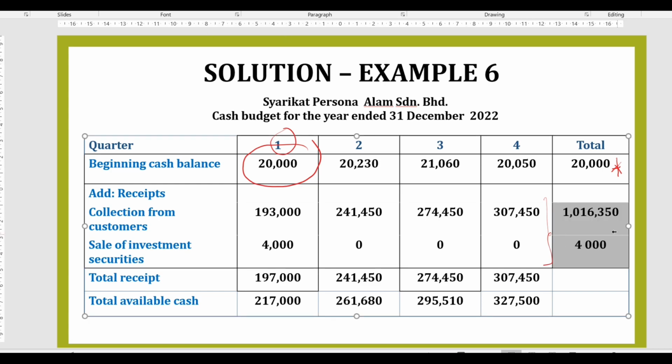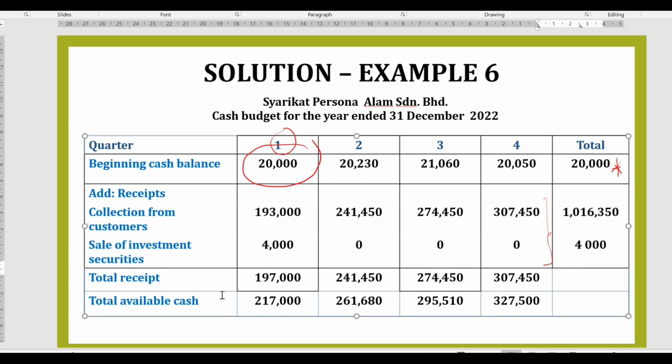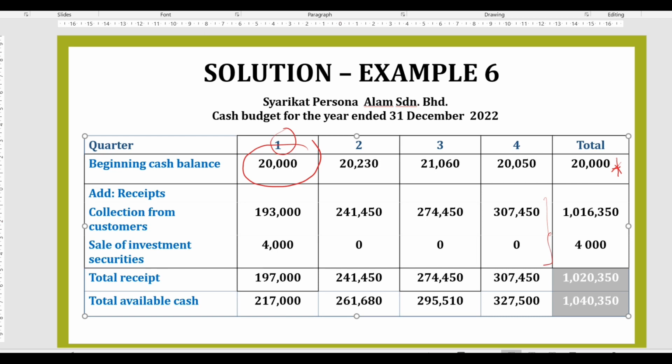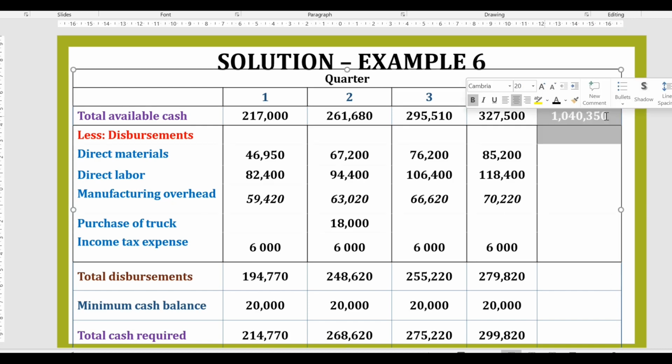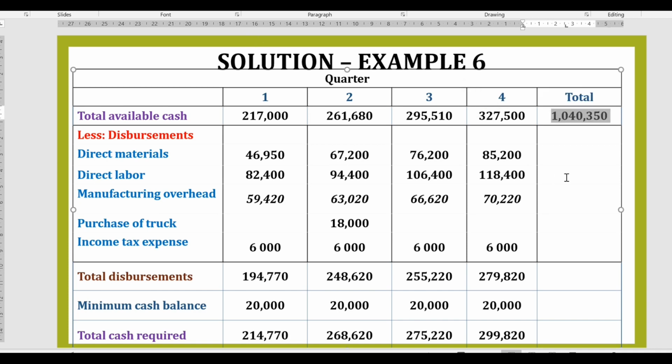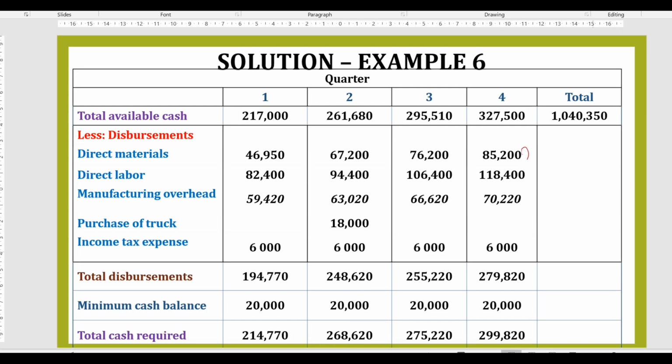Okay, so your collection from customer is 1,16,350, and then your sale of investment is 4,000. Okay, alright, so total receive and total available cash pun kita akan add up. Okay, so the total available cash is 1,40,350. Okay, so next we go to the next section. Okay, so the total available cash, kita just copy daripada tadi, is 1,40,350. So your disbursement, kita campur all this item here, yang ni add up sahaja. Okay, so you'll come out with all these figures.